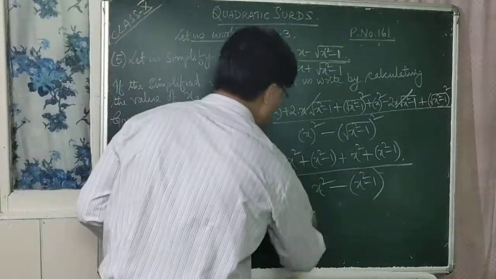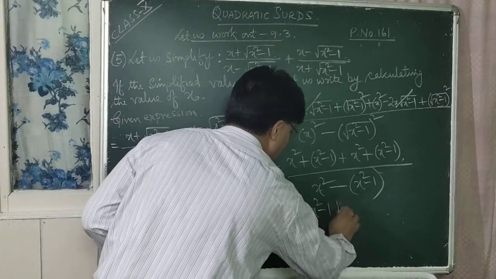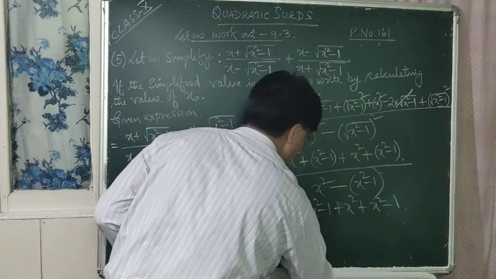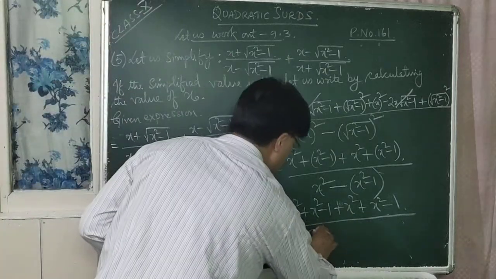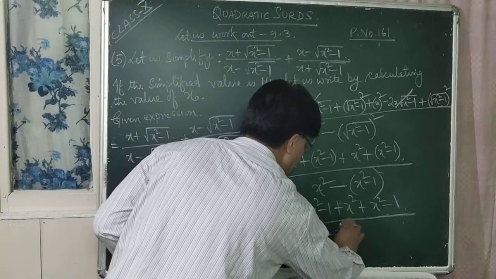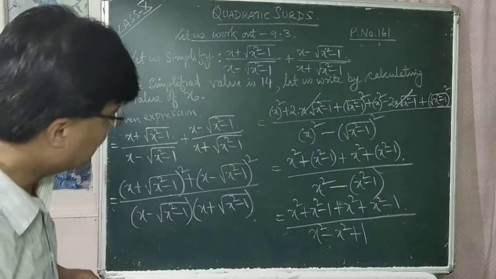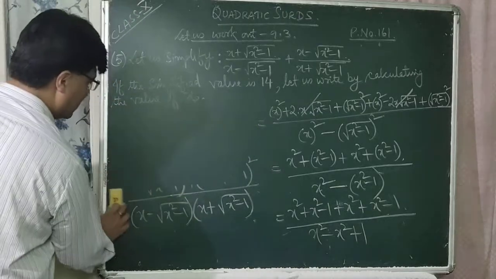Now you have to open these brackets. x square plus x square minus 1 plus x square plus x square minus 1 whole divided by what? This is x square minus x square, minus to minus, this is plus 1, right? Now let us simplify it.